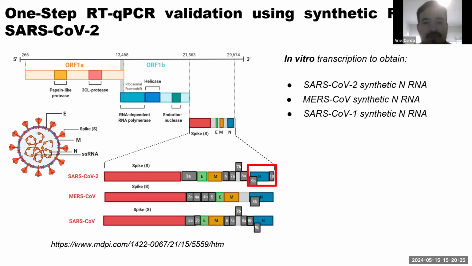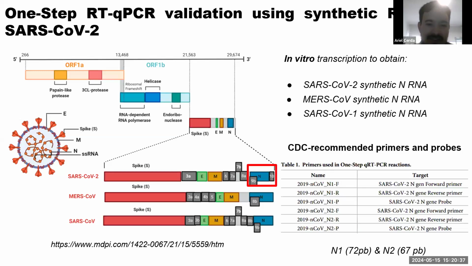And additionally, we synthesize RNA from other viruses, MERS-CoV and SARS-CoV-1, as negative controls. For the amplification of this target, we know that there are a lot of primers out there, but we use the CDC recommended primers and double quenched probes to amplify the N1 target and N2 target, which have 72 base pair and 67 bp fragments within the SARS-CoV-2 genome.